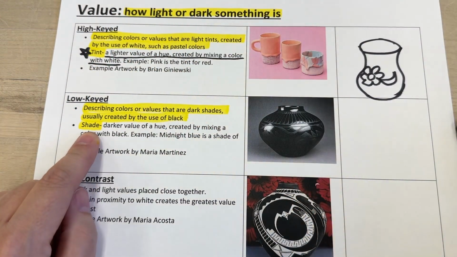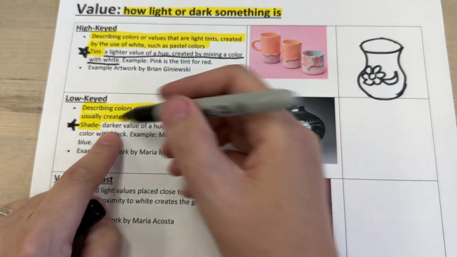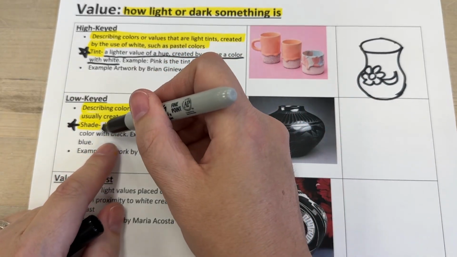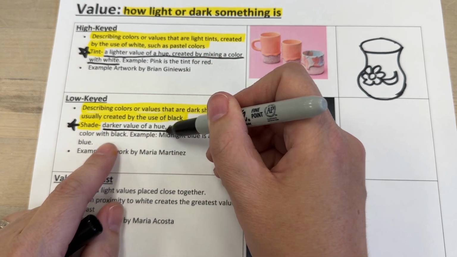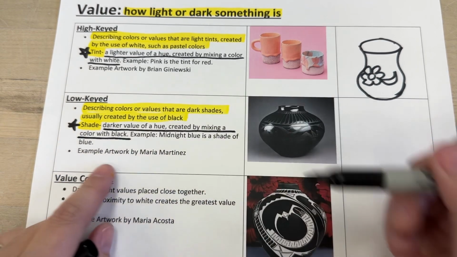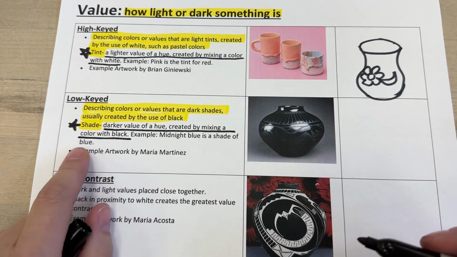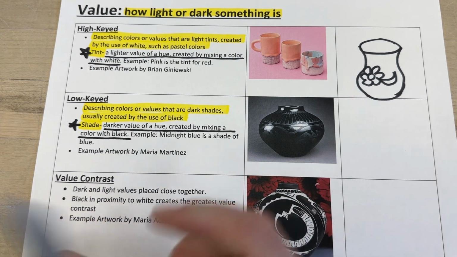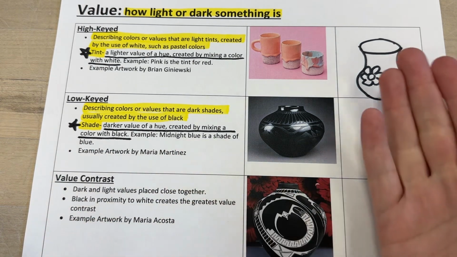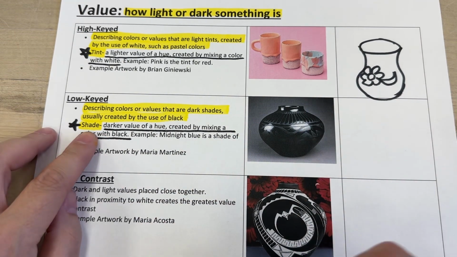A shade, and you're going to star next to that. A shade, and highlight under it. A shade is a darker value of a hue or color, created by mixing a color with black. An example of a shade is that midnight blue is a shade of blue. If you add a little bit of black to the blue and make it darker, that is going to make a shade. Make sure you've underlined and highlighted.